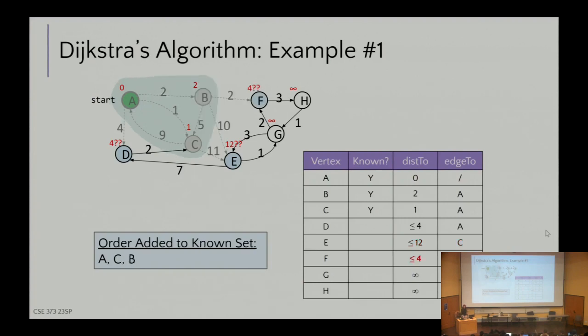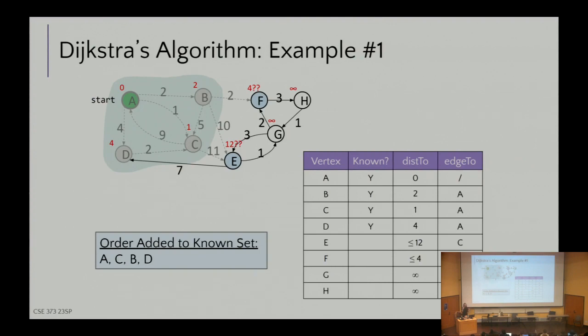2. Yeah, exactly. So we pick 2. And then we look at all of the outgoing edges from B, and we've now discovered a new one, F. And we get that 4 because the distance to B was 2, and then this edge along B to F is 2. So we get 4. So now our choices are 4, 12, or 4. Technically, we could go either of the 4s, but I think I tie break alphabetically. So we go to D.